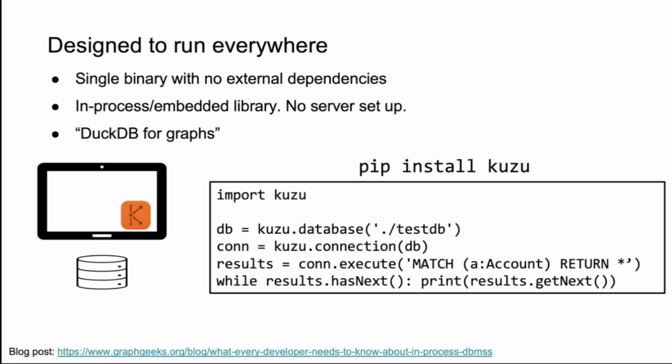So the first property that I wanted to highlight is that Kuzu is a system that is designed to run everywhere. And what I mean by this is that, first of all, it's a single binary with no external dependencies. So you don't have to a priori install anything else to use Kuzu. The second is that we are not a server client system, at least the open source version of Kuzu that you can have access to right now.